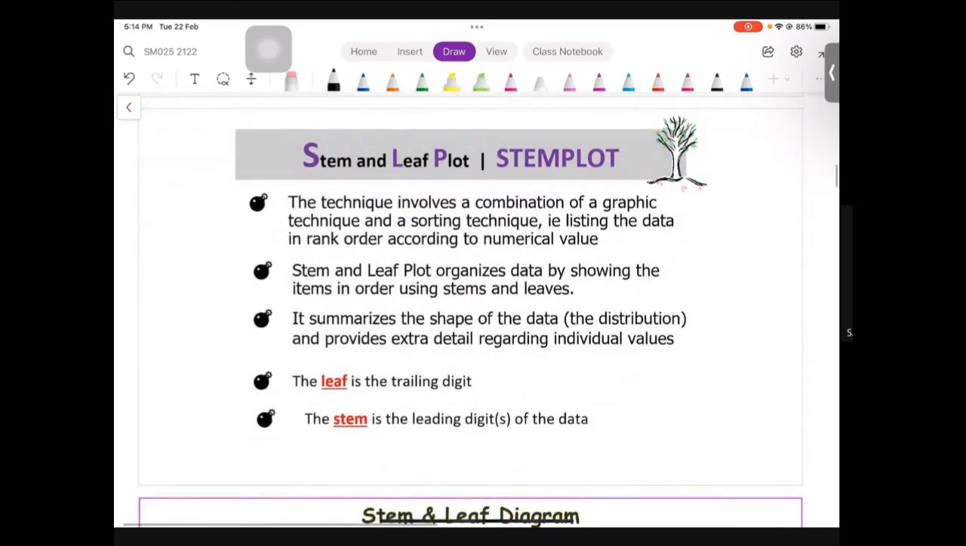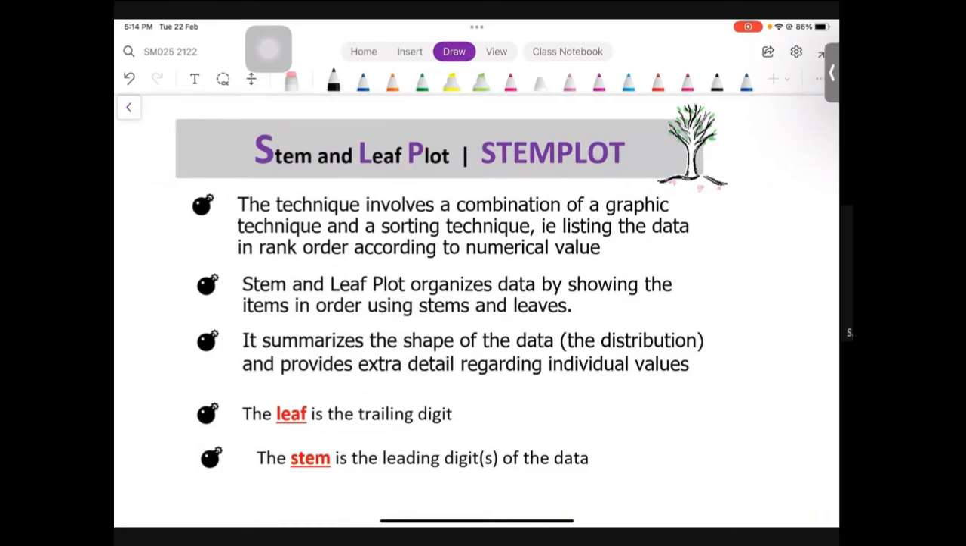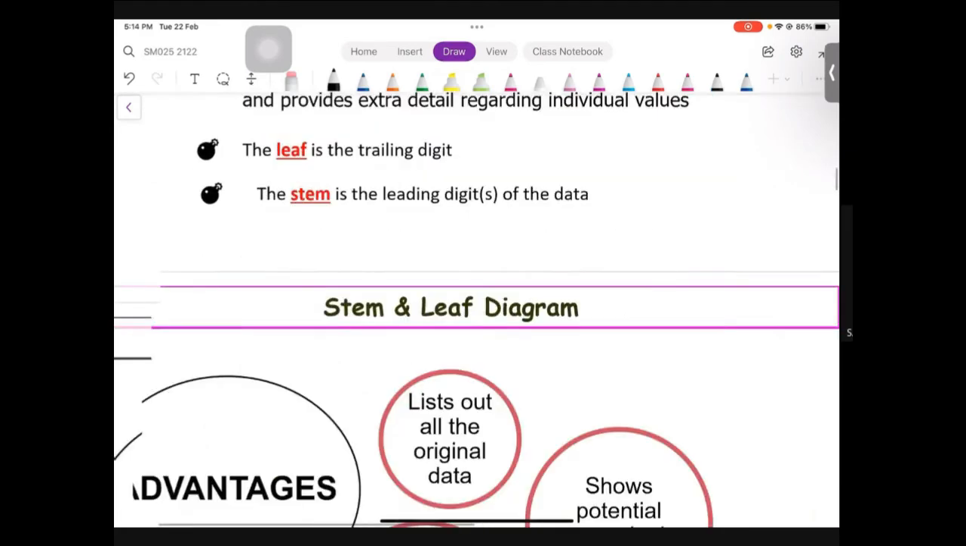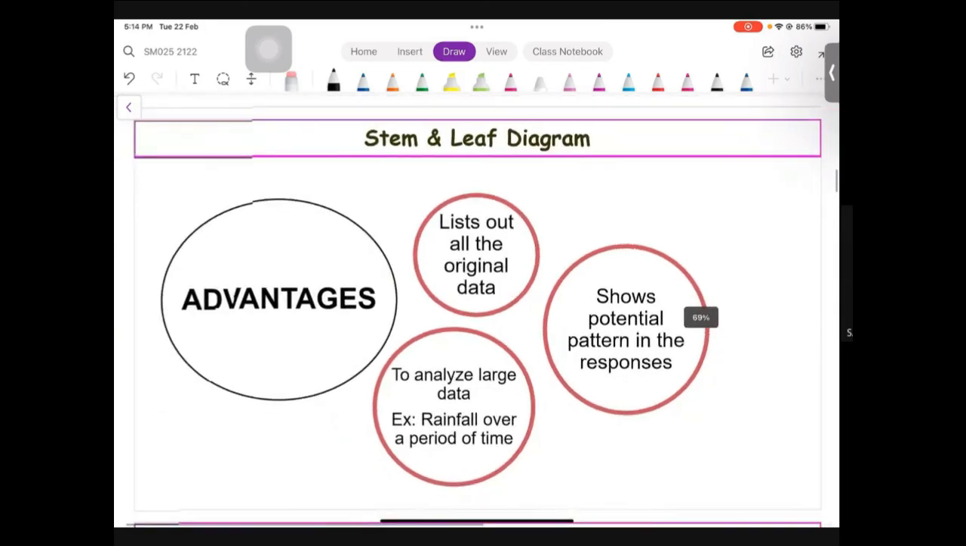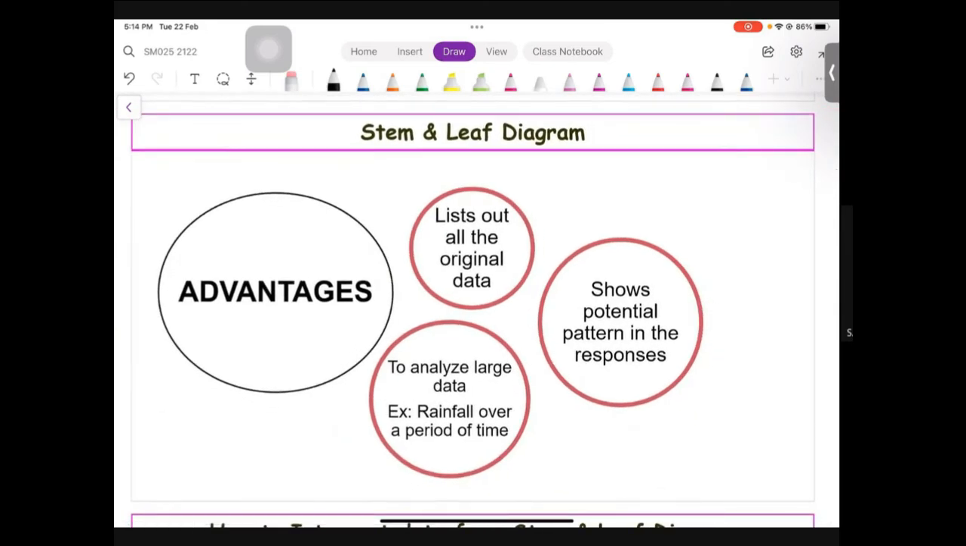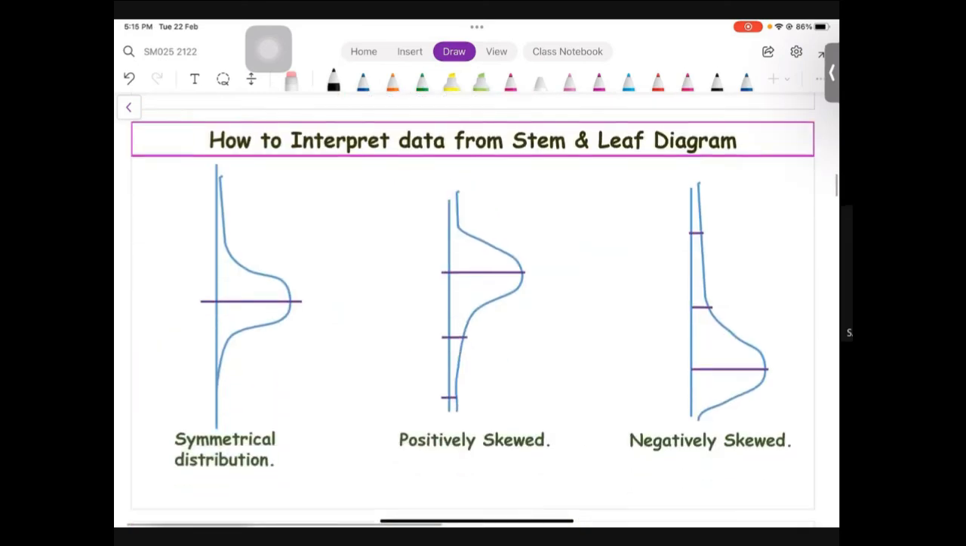So moving on to the last part for 6.1, it's about stem and leaf plot, stem and leaf diagram. So basically, we will use this in order to list out all the original data to show, to analyze large data and show potential pattern in the responses. Kita nak susun data tu, after that we want to interpret. Okay, so this is how we interpret data from stem and leaf diagram.